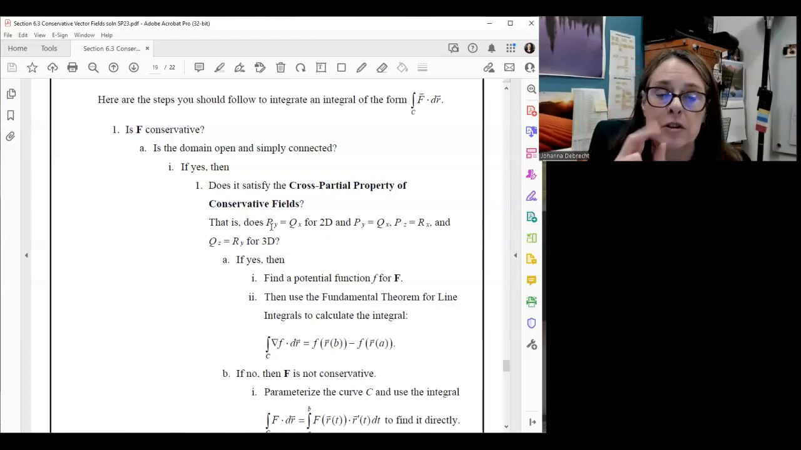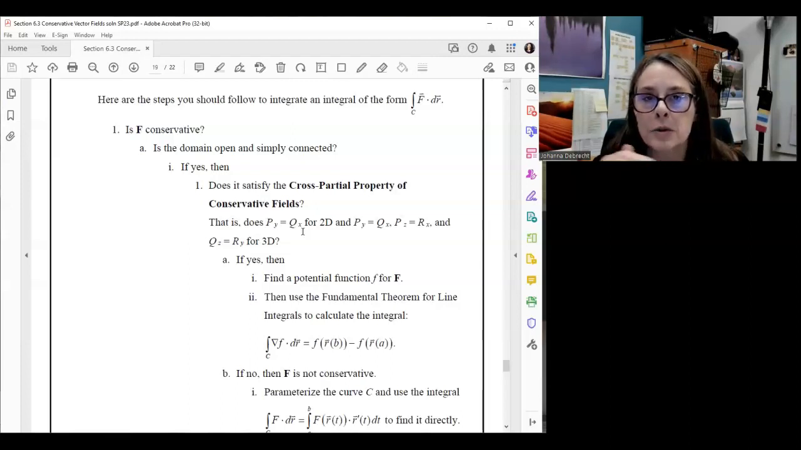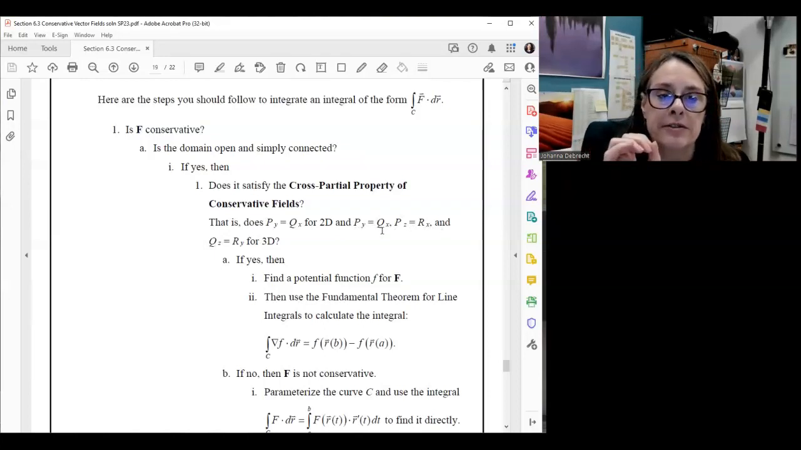So for a two-dimensional vector field, the partial derivative of P with respect to y has to equal the partial derivative of Q with respect to x. And again, what we're really saying there is that there's a potential function, and f_xy equals f_yx. That's what we're saying. And if the vector field has three components, a function of three independent variables, then we're trying to show that all of the second partials are equal to each other.